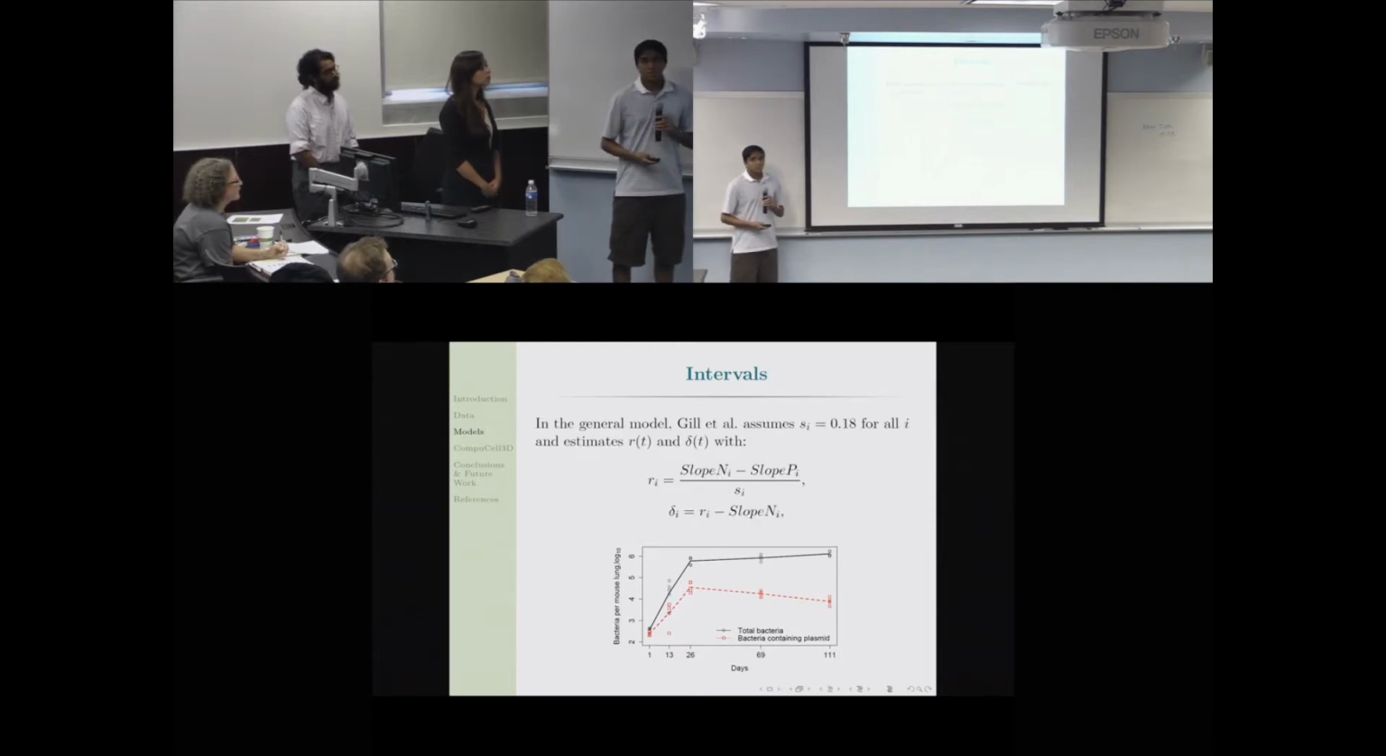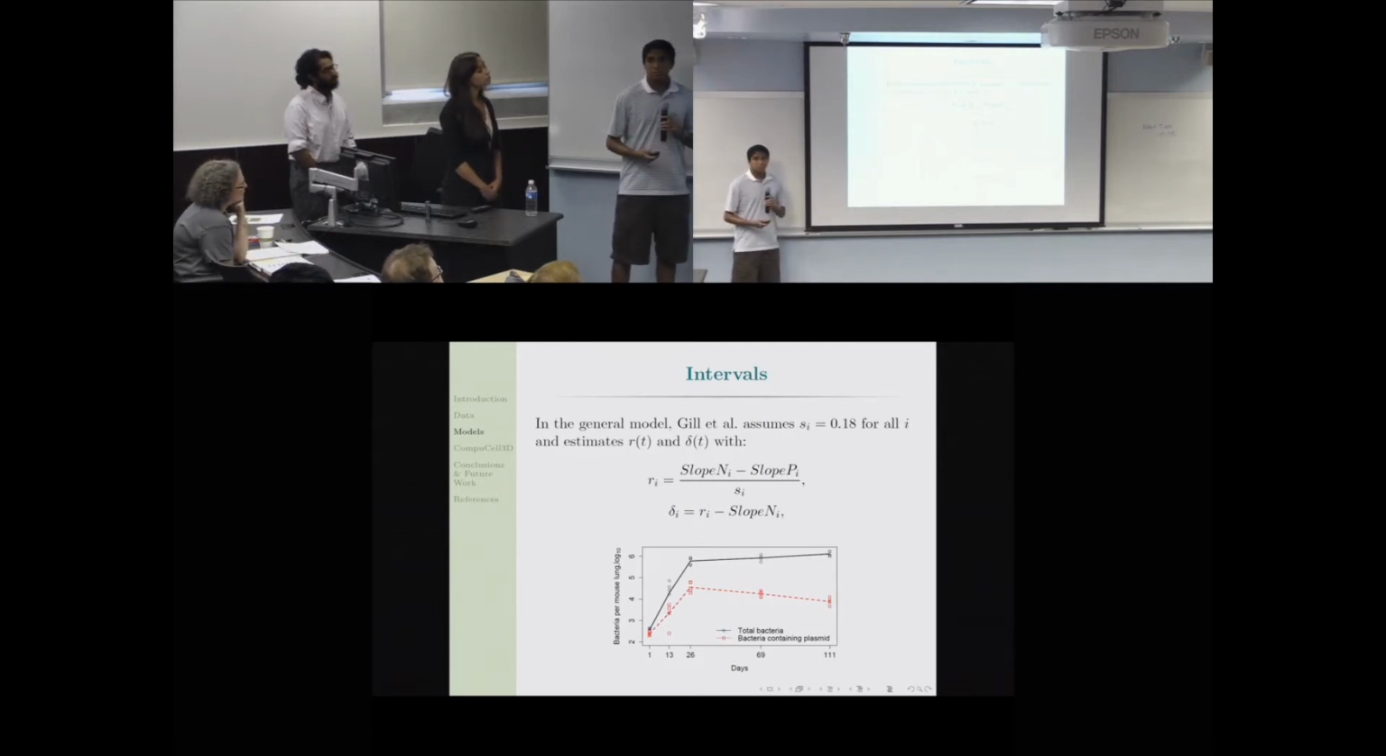Our parameter estimation techniques were adapted from Gill et al. They relate the 3 parameters with 2 equations. Here the replication and death rates are in terms of the slope ni and slope pi. Slope ni and slope pi are estimated from regression lines by fitting lines through the ith intervals and finding the slope through them. So slope ni would represent the slope of this line right here. Slope pi would represent the slopes here.